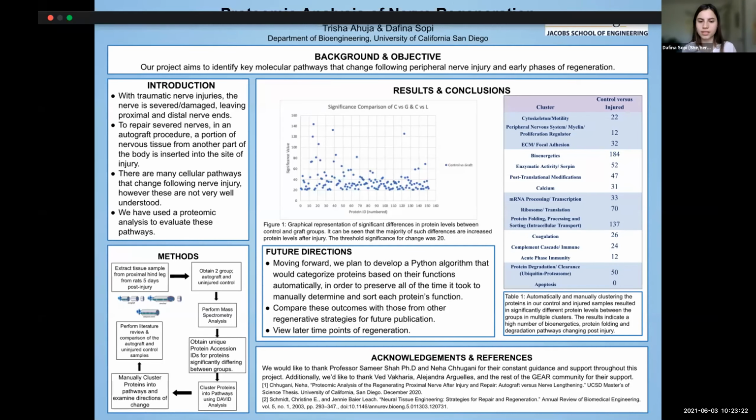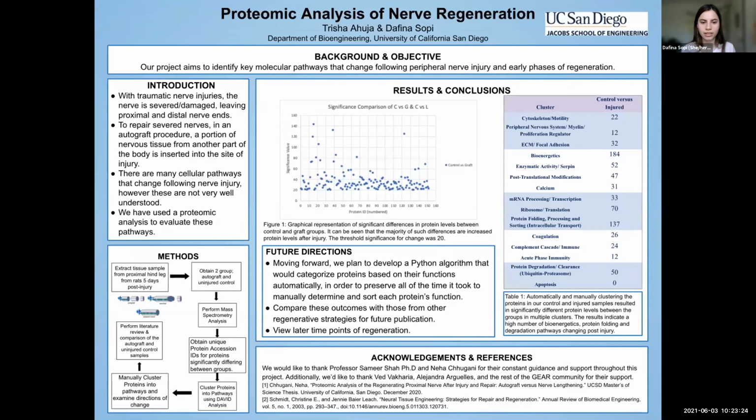Right. So to go more into depth with our methods and how we completed this analysis, firstly, we used a rat. We actually used rat models to basically replicate this nerve injury. And what we did is we extracted a tissue sample from the proximal end of the hind leg from a rat 5 days after its injury.